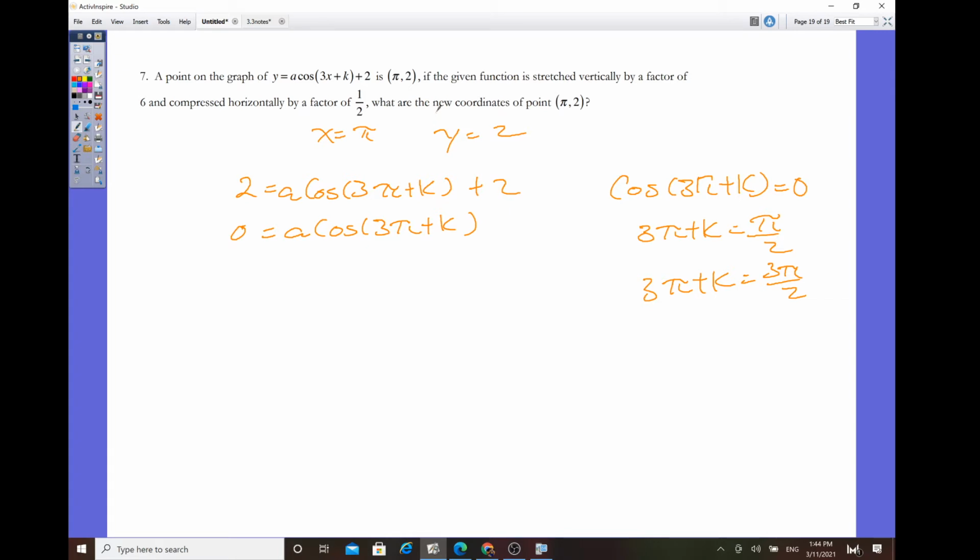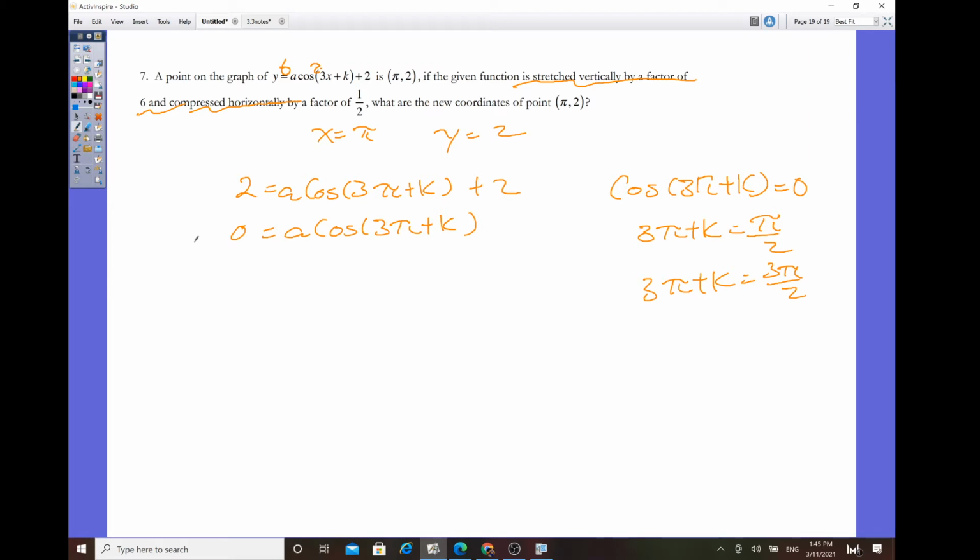So in order to find the new xy coordinates, this one is plural, which means more than one solution. So we need to come up with the transformation. This one is saying that it's stretched vertically by a factor of 6. So right in front of that cosine, we need to multiply by 6. And then it's compressed horizontally by a factor of 1/2. In other words, we need to multiply by 2, the reciprocal. So we need to multiply that b by 2. And then it comes up with the new coordinate.